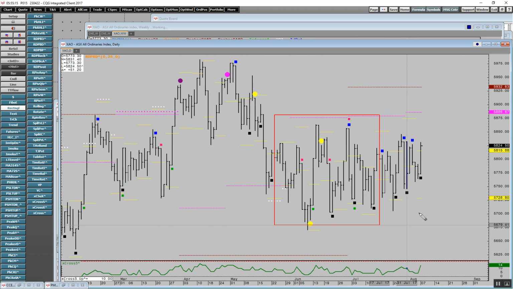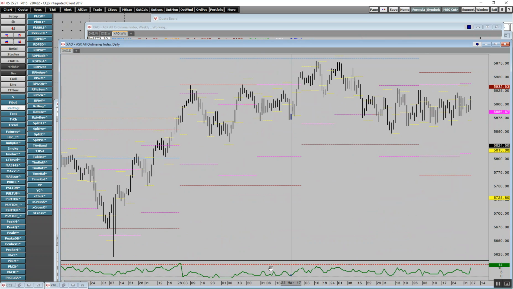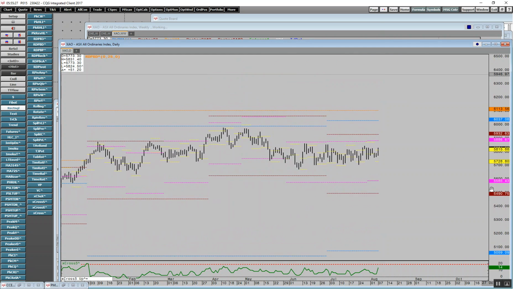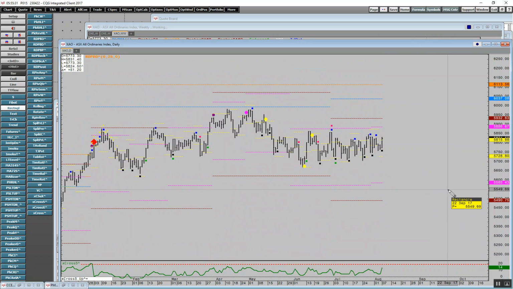You can see this really big congestion period over the last 2 months. It's very unusual. I'm just going to compress this to have a look at the pivots to see if they're telling us anything. All that's telling us is that the market is in equilibrium at the moment. All the time frames are stacked inside each other. There's no additional information there at the moment.